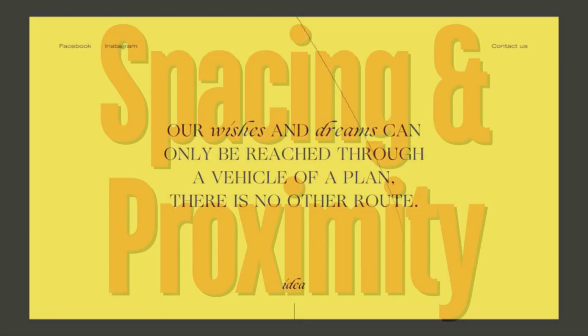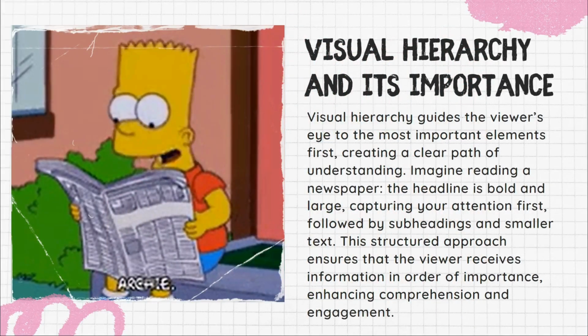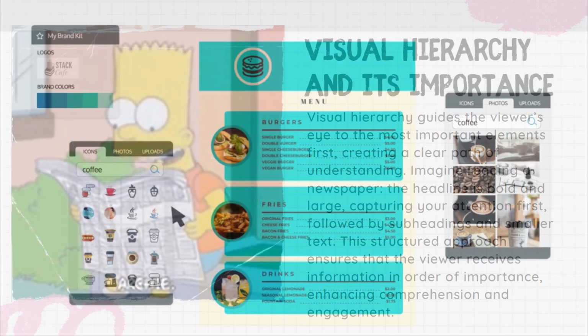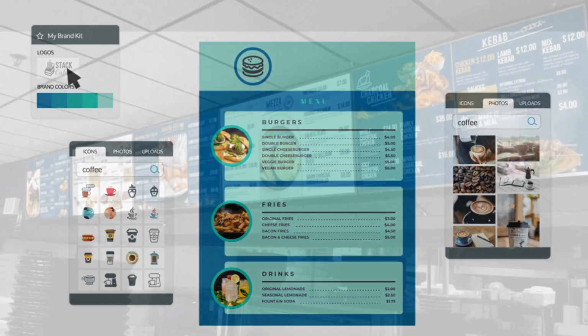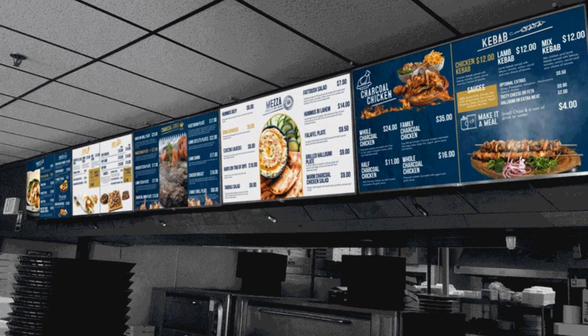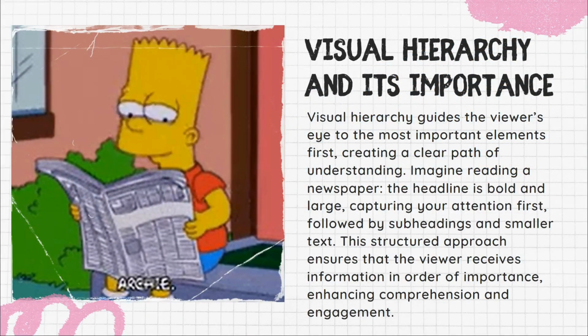And don't forget about spacing and proximity. Elements that are closer together are perceived as related, while those with more space between them are seen as separate. So look at a menu in a restaurant. The items under appetizers are grouped closely together, while there's more space before the main courses section, helping you to navigate the menu easily. And don't worry, we will have a dedicated session on proximity as well in the coming sessions.